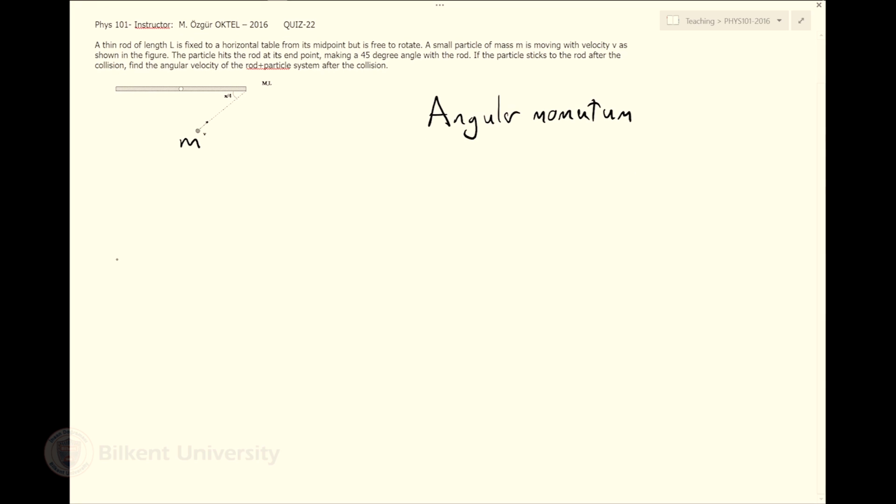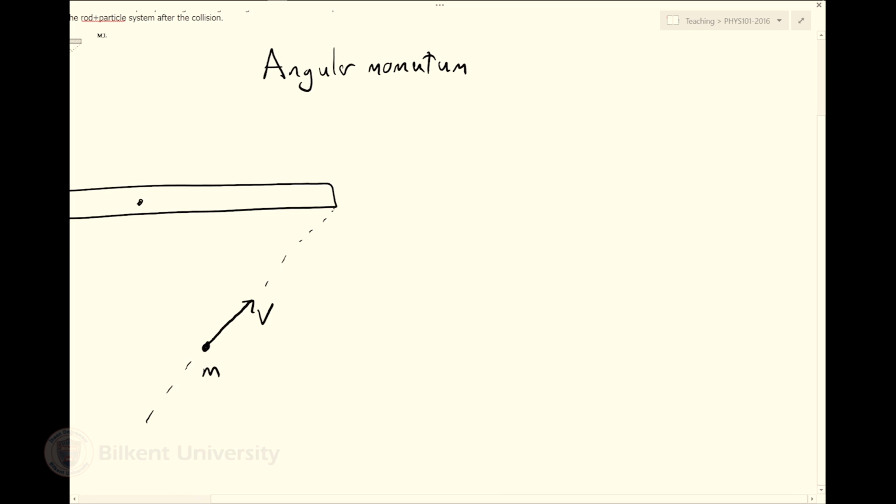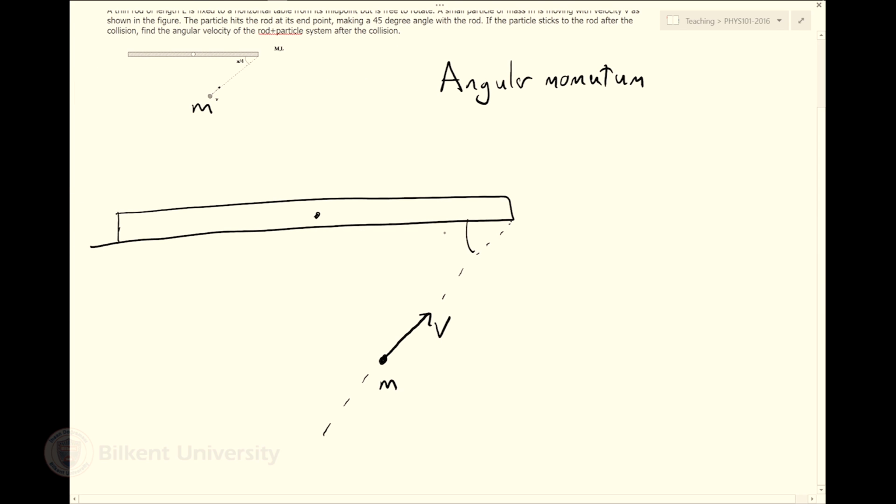Let me try to draw this figure a little bit bigger. So this particle is moving on a line with velocity v, which has mass m, and the angle between the rod and the trajectory of the particle is 45 degrees. So what's the initial angular momentum of the system? That's what we have to find.